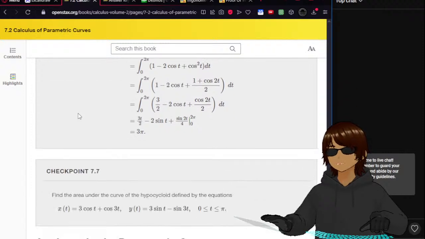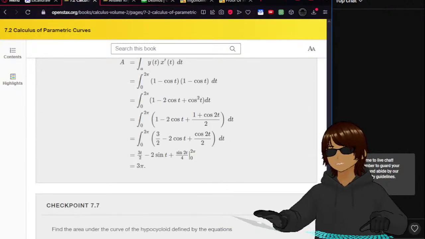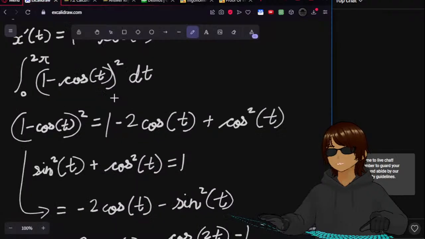Okay, if someone in the comments can tell me what the issue is, it would be appreciated.